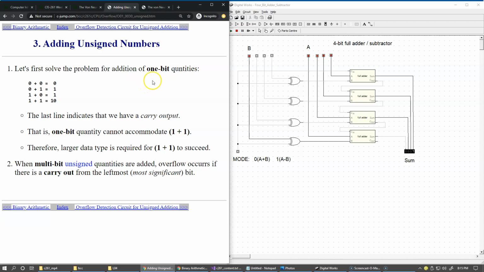So we can solve it first for 1-bit quantities, and see that the last line indicates that we have a carry output, because 1 plus 1 no longer fits in a single bit, so we need this extra bit. So a 1-bit quantity can no longer accommodate 1 plus 1. Therefore, a larger data type is required to succeed. And this simply indicates a carry out, which, by the way, is right here. This is the full adder that corresponds in addition to the highest bit, connected to this full adder right here. So this carry out would be our signal to indicate an overflow in case of unsigned numbers.